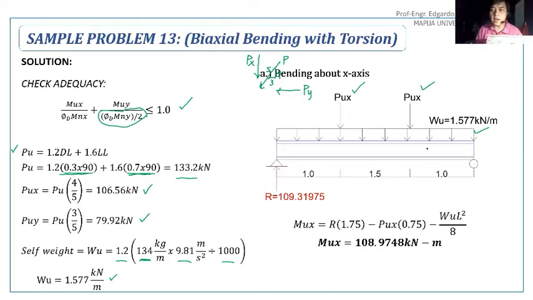So due to those uniform load and concentrated loads, I solved for the reaction of the beam. So I got 109. Then what is MUX? MUX is the maximum moment. Oh, this is not like the one in the purlin. In the purlin, it's always WL square over 8 because their load is only a uniform load. Here, it's not like the purlin because we have a concentrated load given in the problem, the PUX.